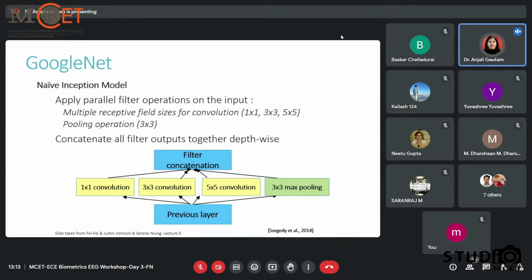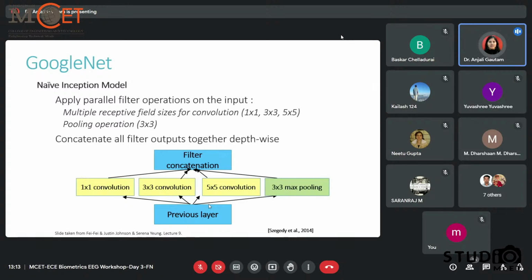and then get the final result. So what they did is apply parallel filter operations on the input image, that is, multiple receptive field sizes for the convolution. The filter sizes are 1 cross 1, 3 cross 3, 5 cross 5, and max pooling also they have taken. Finally, they have performed the concatenation of all of them. From the previous layer, whatever is the input, they perform convolution in different ways and also max pooling, and finally concatenate them. This helped them in getting features of different types.